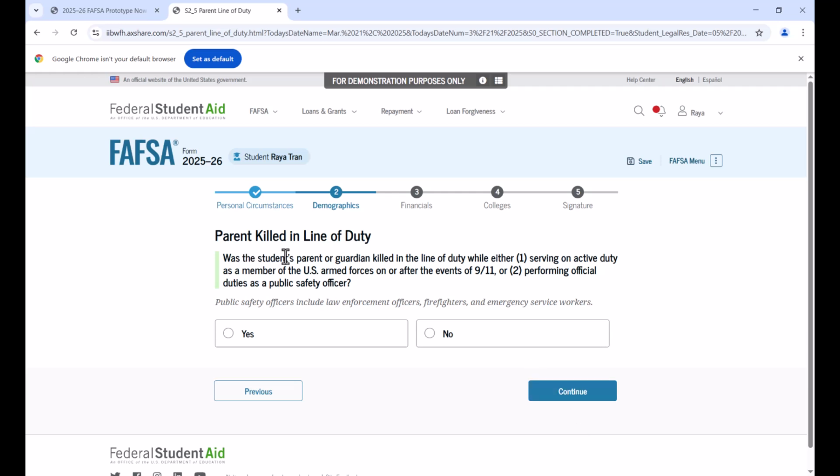The next question is parent killed in line of duty. So this is asking, was the student's parent or guardian killed in the line of duty while either 1, serving on active duty as a member of the U.S. Armed Forces on or after the events of 9/11, or 2, performing official duties as a public safety officer. And so public safety officers include law enforcement officers, firefighters, and emergency service workers. If that pertains to you, you will select yes. If not, you will select no and continue on with the form.